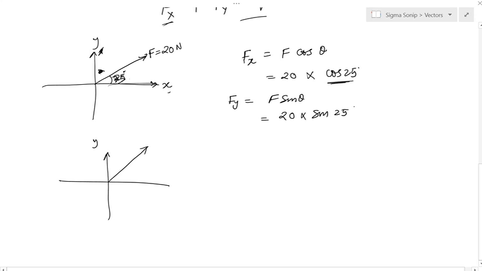So this is my y-axis, this is my x-axis, and this, say, is 30 Newton, and this angle is 29 degrees. Now here, because the angle is given with the y-axis, therefore Fy is equal to 30 cos 29, and the other one will always be sine. So here Fx is equal to 30 sine 29. That's all for this.